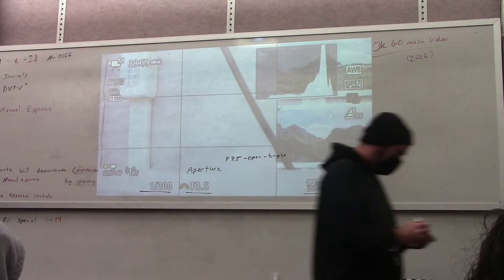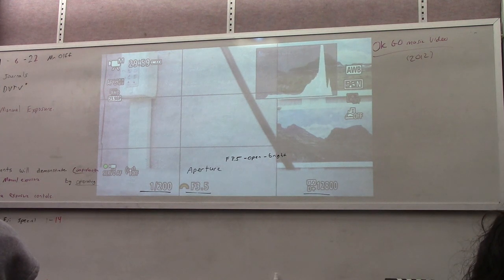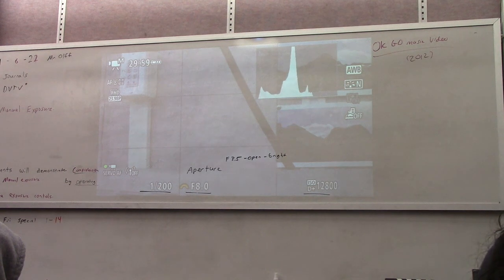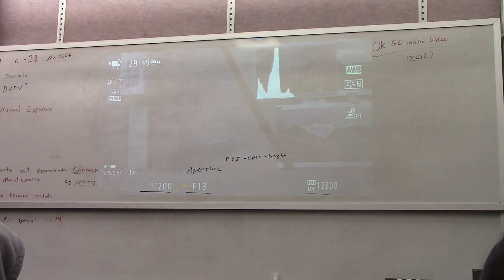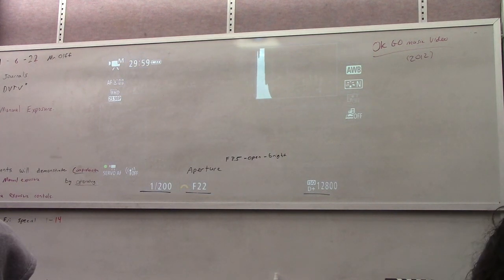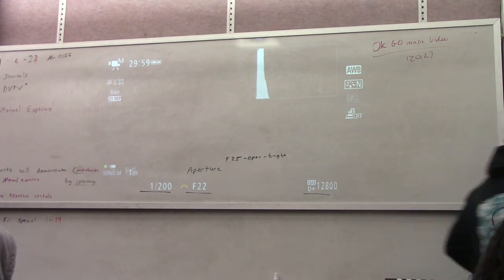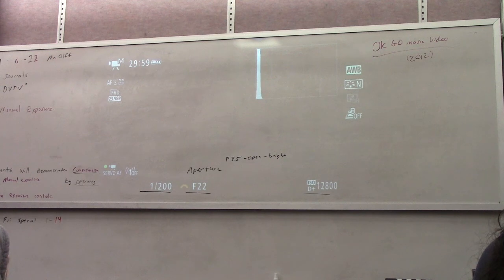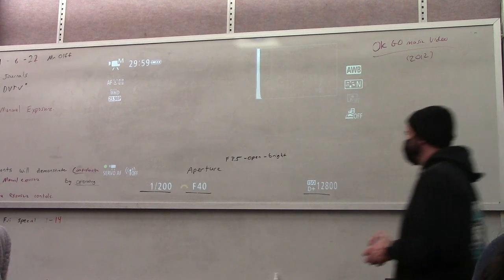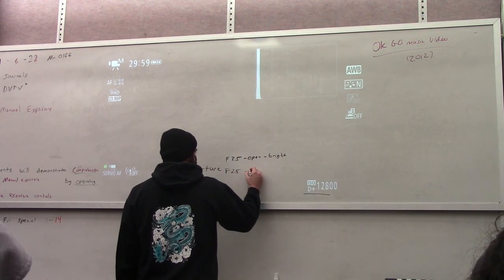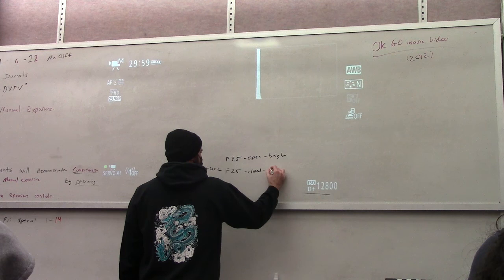Whereas if I spin my little wheel now, you'll see as the number gets higher, the image is going to be getting darker and darker and darker because I am making the aperture tinier and tinier and tinier until it's just a little pinhole. I think if you zoom in, you can actually get this thing down to f40. We'll just split the difference. We'll call it f25. It's closed and dark.